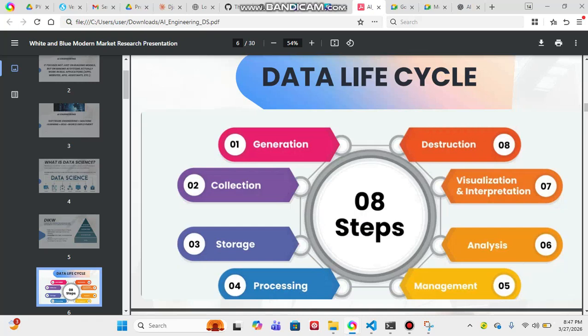Then processing. Now we process the data. After we process data, we do managing of the data, because of course you need to learn how to manage data. There's something called a data management system, a data information system, and a data information management system. That's DIMS, data information management system. Then you analyze data and draw insight from your data. When you analyze data, you visualize or interpret, and then you destroy data.